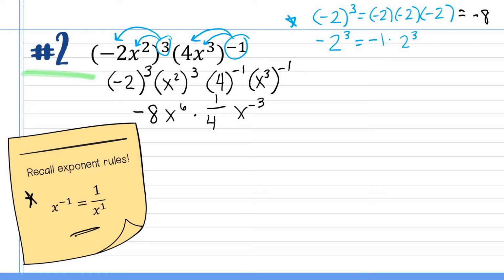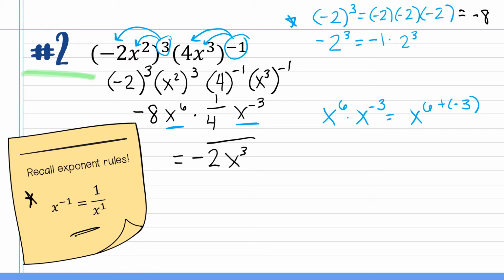So I'm going to start by multiplying my coefficients together. Negative 8 times 1/4 would give us negative 2. And then I want to multiply together x to the 6th and x to the negative 3rd. Same base means I can go ahead and add my exponents. 6 plus negative 3 would just give us x to the positive third power.